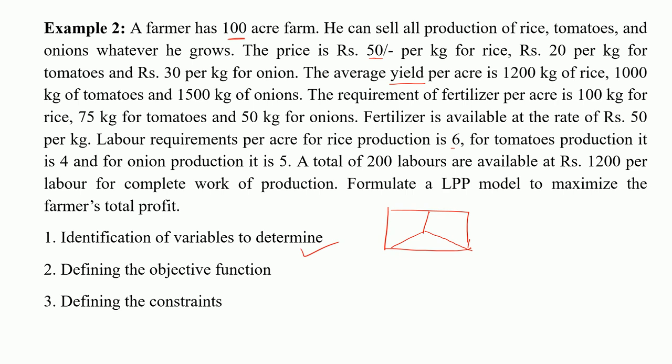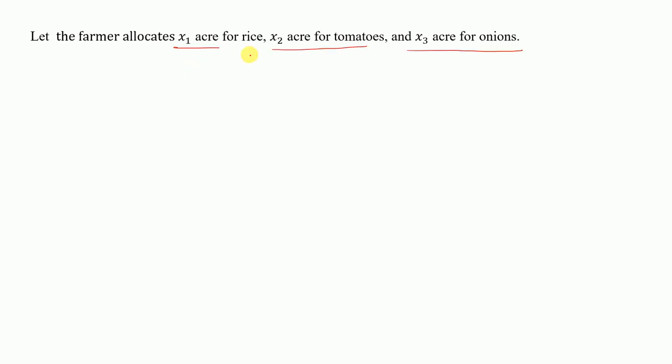Here you cannot write the amount of rice or amount of tomatoes, because the size of this land is given to you, and first you have to decide how many acres of land are assigned to tomatoes or rice or onion. That's why we have assumed x1 acres for rice, x2 acres for tomatoes and x3 acres for onion. Now look at this, the information which is available. So different information is given to you.